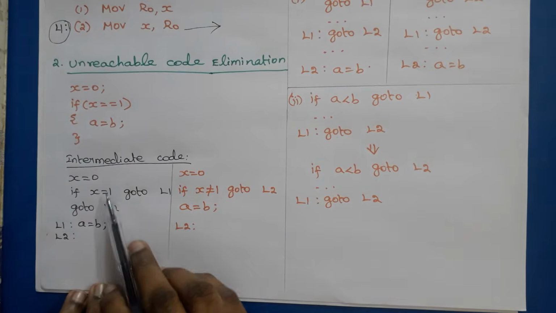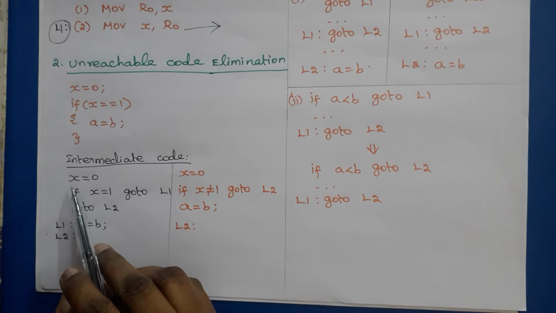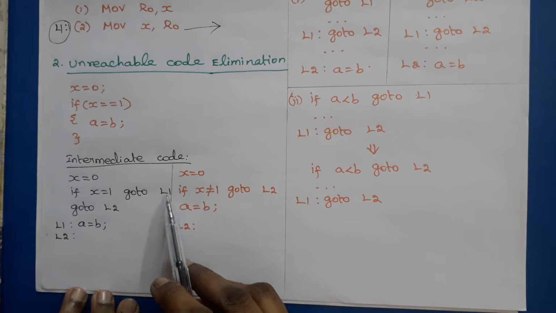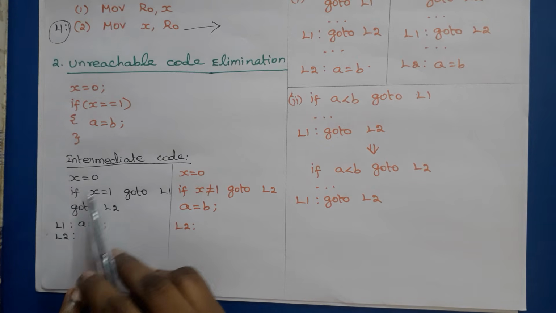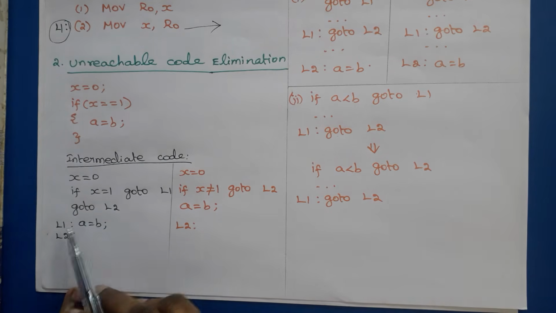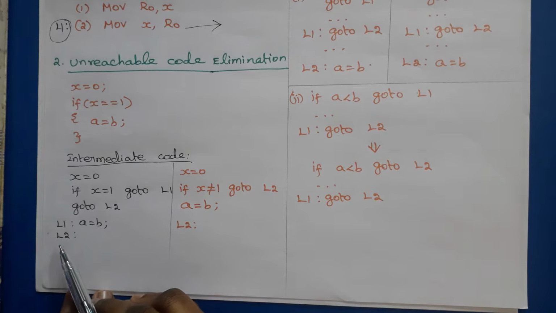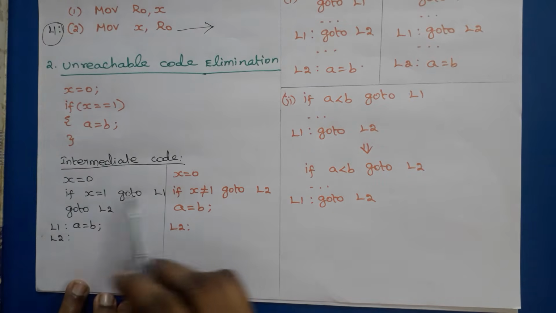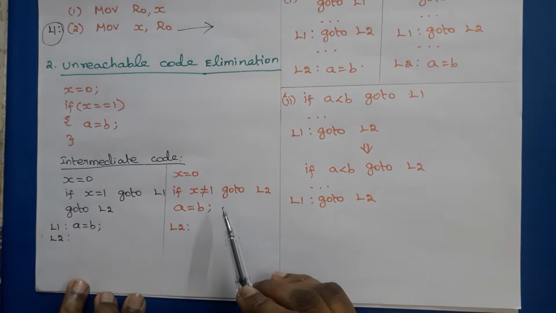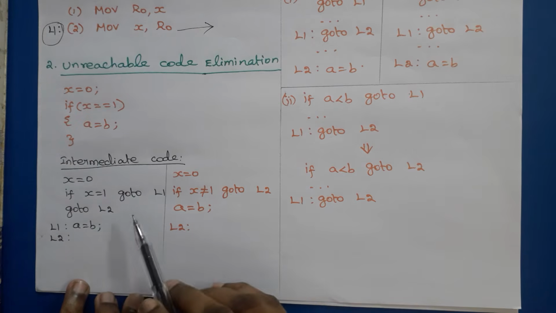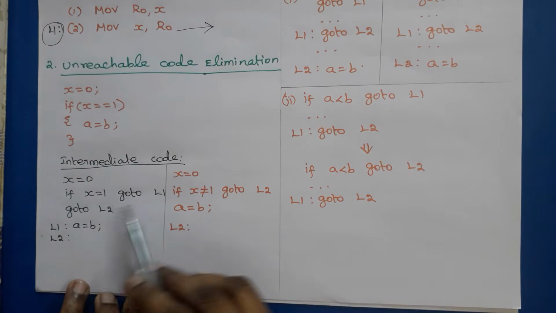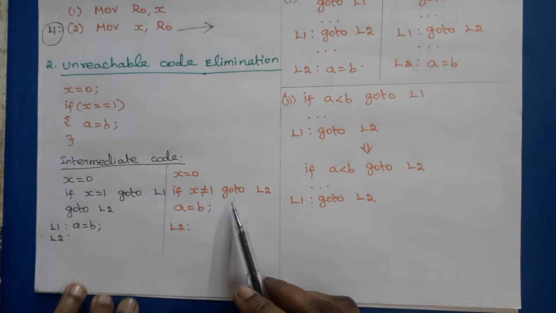If we write the intermediate code for this, how will we write? x equals 0. Then if x equals 1, go to the true part. So L1, go to L2. So if this condition is true, a jump is performed to label L1. If it is false, a jump to L2 is performed. So in L1, if the condition is true, a equals b is written. So this is one kind of peephole optimization, that is, jump over jump is removed. Unnecessary jumps can be removed with the help of peephole optimization. So here instead of two goto statements, we have used only one goto.